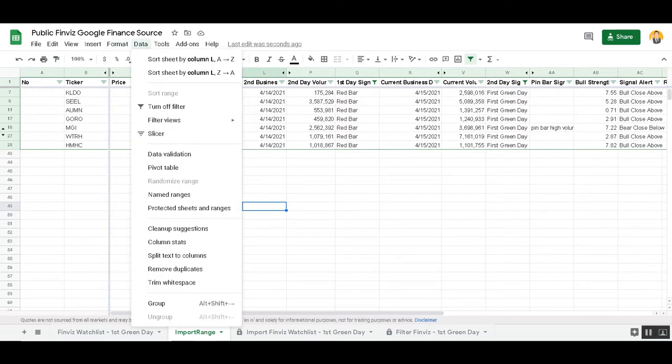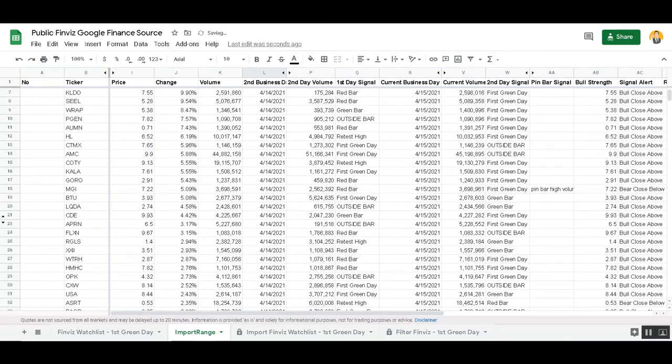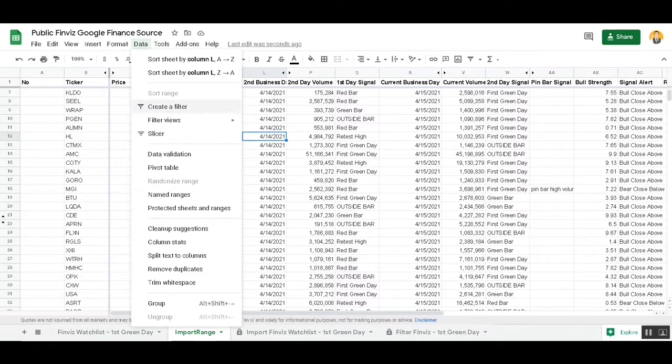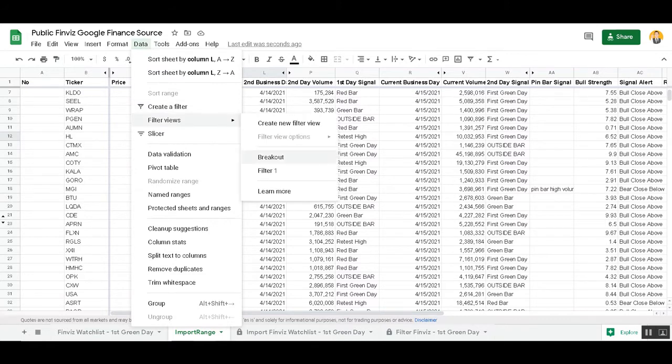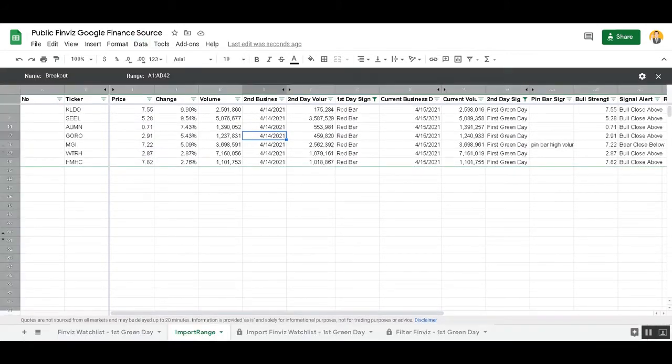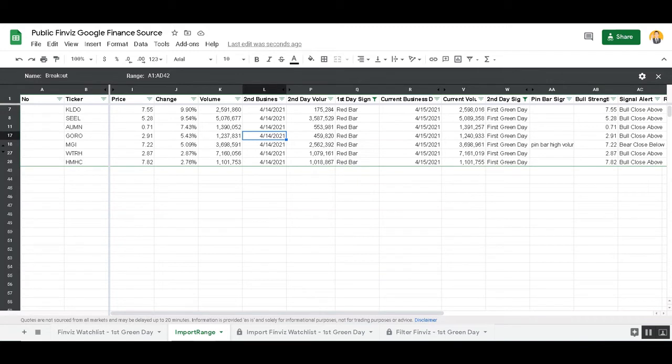Now, if Google Sheets generates a new list, I don't have to press Control A and everything. All I have to do is go to data, filter views, and click on breakout. It presents to you the prepared, saved filter view that you wanted to see.